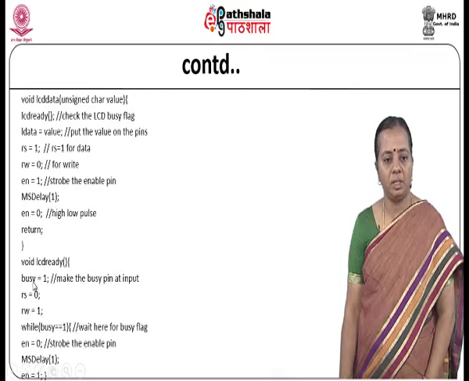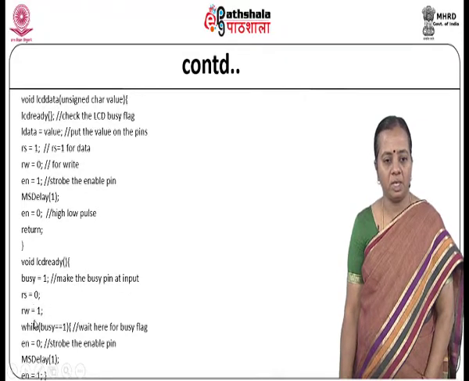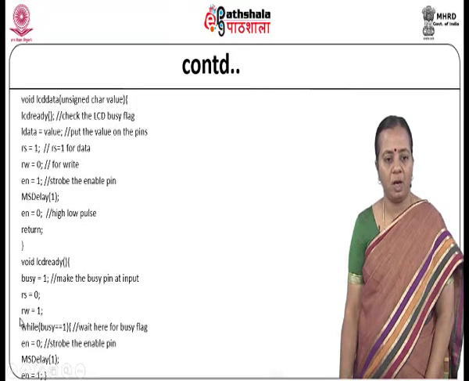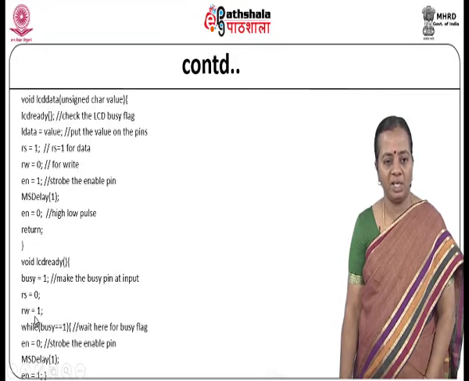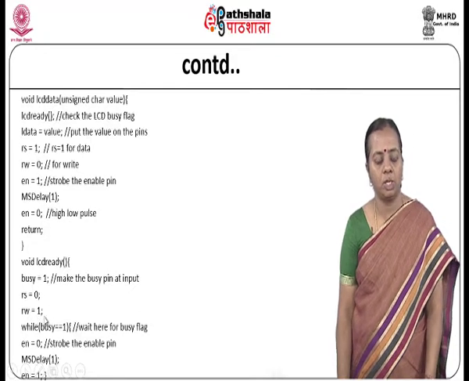We made this equal to 1 to make this an input pin. Then RS is equal to 0, RW is equal to 1, because this is for reading. Previously we were writing, so RW was 0. Now we want to read it, so because of that RW is equal to 1.